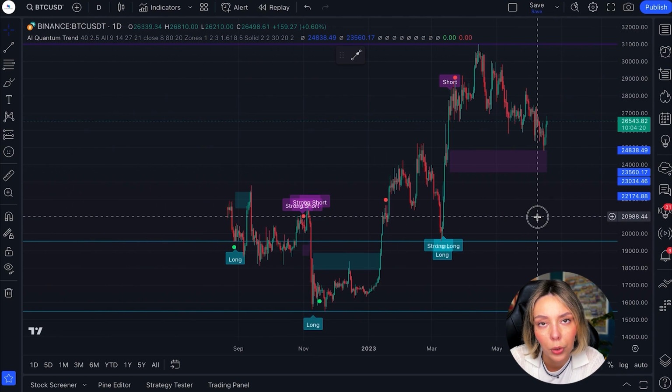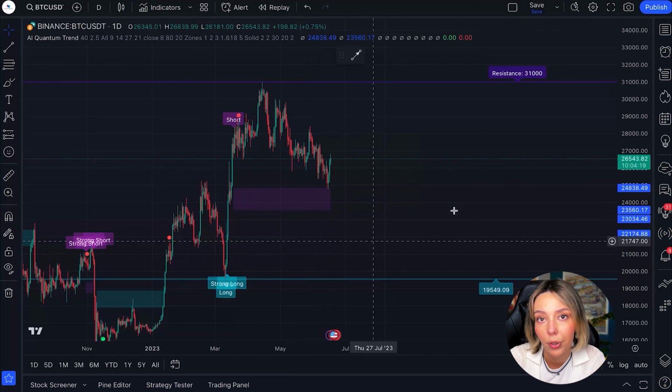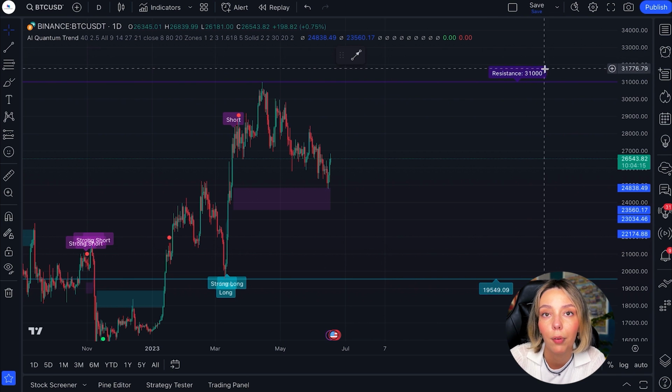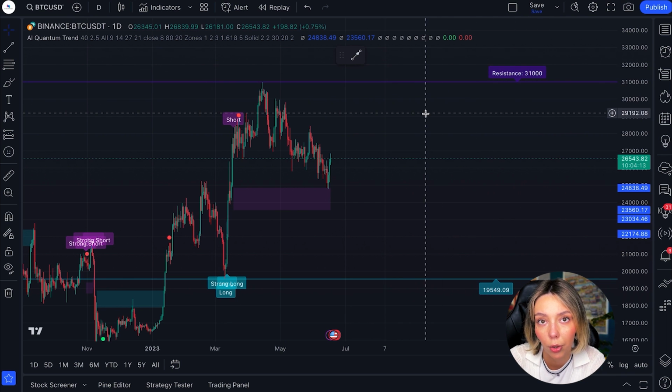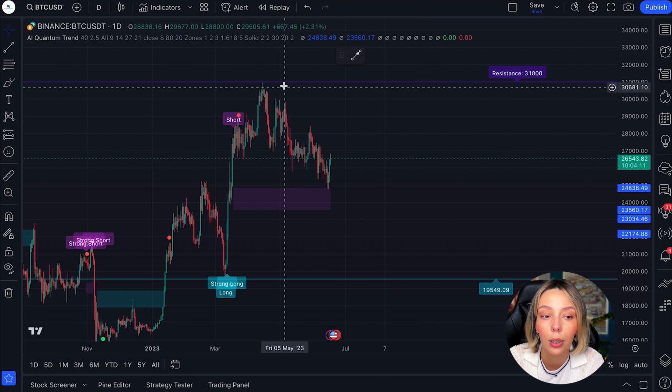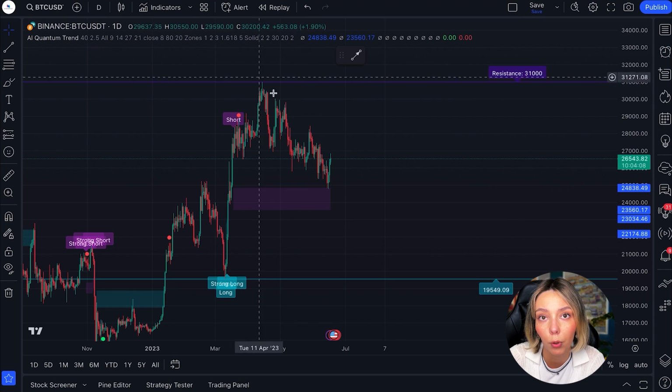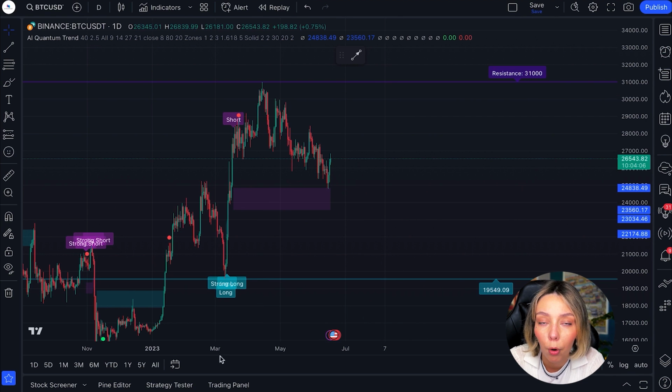Why could you close this trade here? Everything is simple because artificial intelligence has told you that you have a very strong resistance zone at $31,000 and we definitely came to this zone of resistance and deviated from it. So see how perfect it worked.